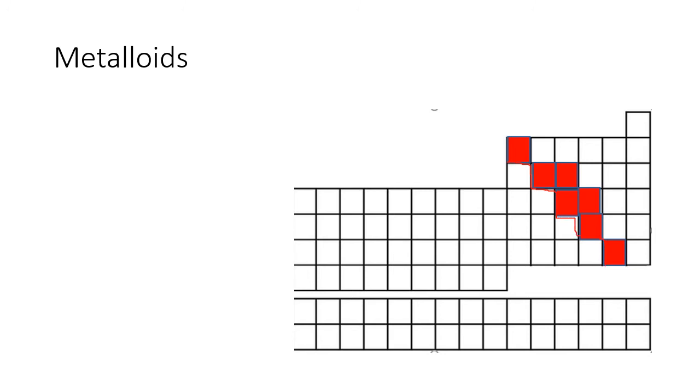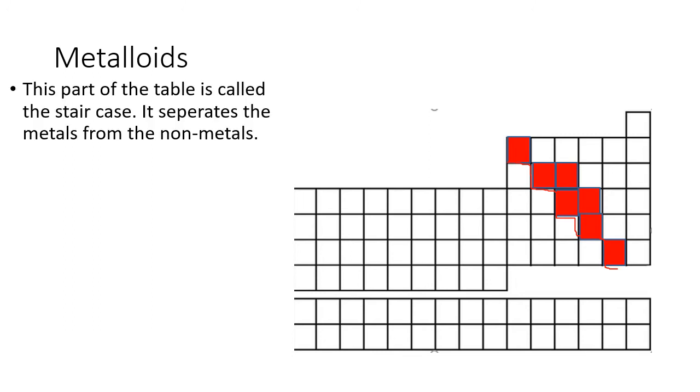This part of the periodic table is called the staircase. Okay, and the staircase has one important function. It separates the metals from the nonmetals. Okay, the metals are going to be found anywhere to the left of the staircase on the periodic table.